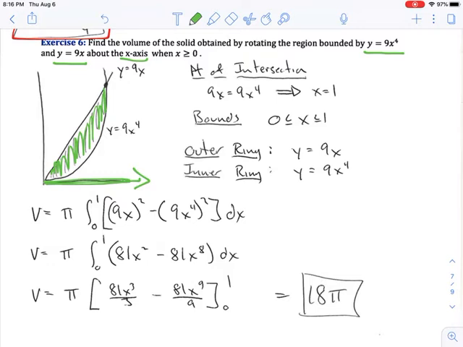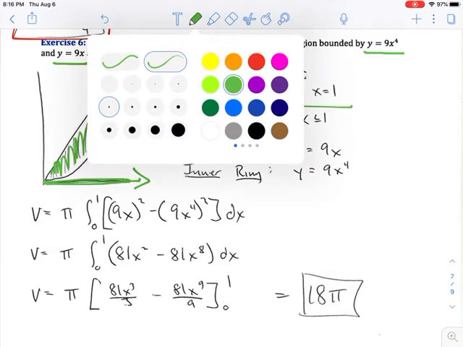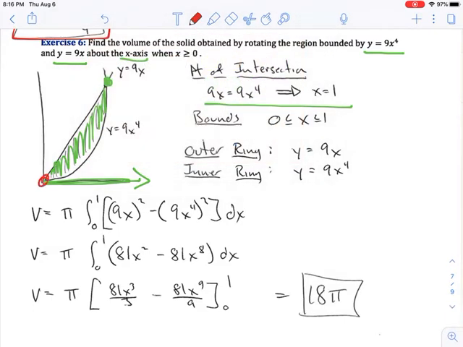To find the point of intersection, again, use Desmos, or you can use some algebra. When you use algebra, it's going to involve a little bit of factoring, and you're going to end up with x equals 1. Probably easiest just to use Desmos. So the other bound of integration is 0. So we have 0, and we have that at 1.